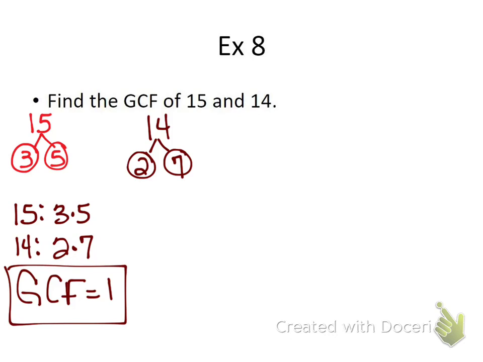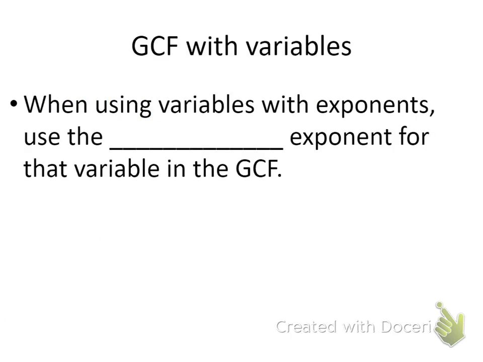All right, let's take a look at example number 9. Oh, let's do some notes first. So it says when using variables with exponents, use the, what do you guys think we're going to use? The smallest exponent or the greatest exponent for the variable in the GCF? So if I have, let me show you what I'm talking about.